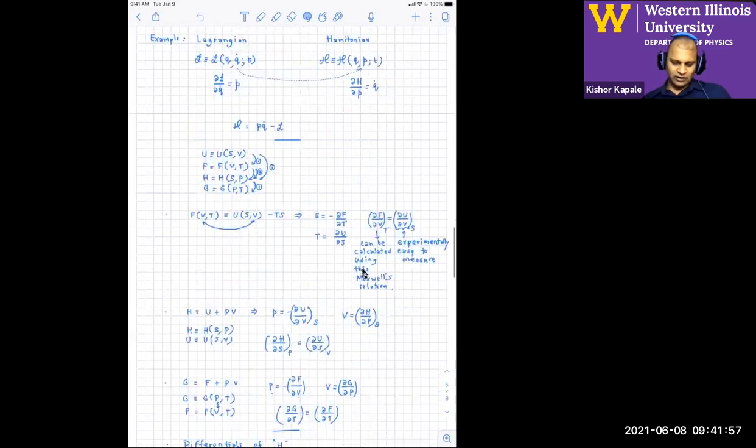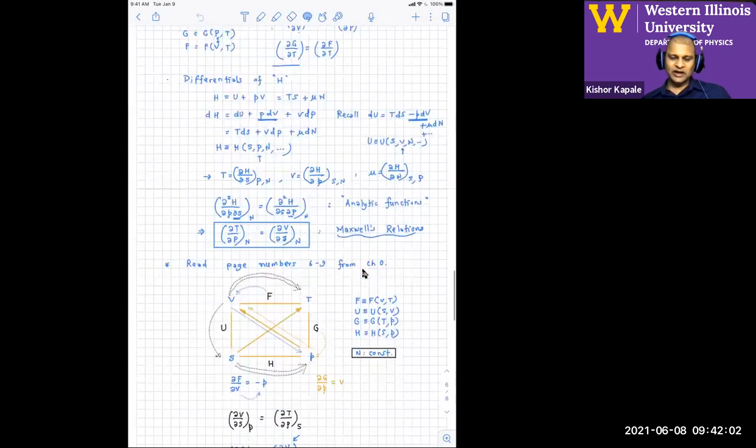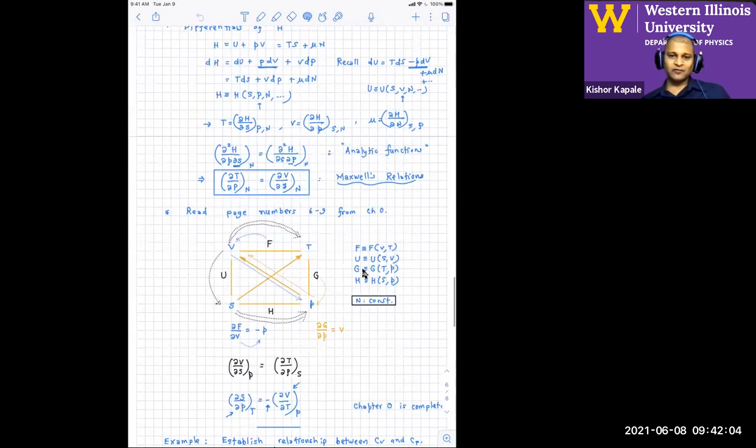So without going into all of the details, that's kind of what we did for different potentials. Refer to pages 6 to 9 from chapter 0 for more examples.